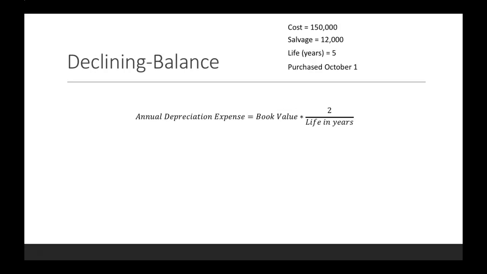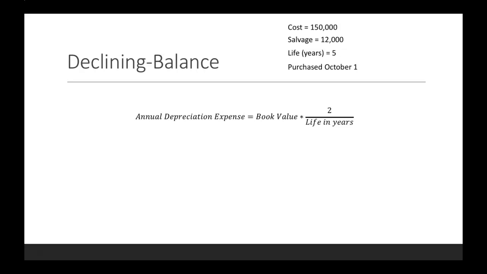Now declining balance. Our annual depreciation expense will be the book value times 2 over the number of years in its life. So you might have heard this as book value times double the straight line rate. Well, the straight line rate is just 1 over the number of years in its life. So to double that, we put 2 over the number of years in its life.